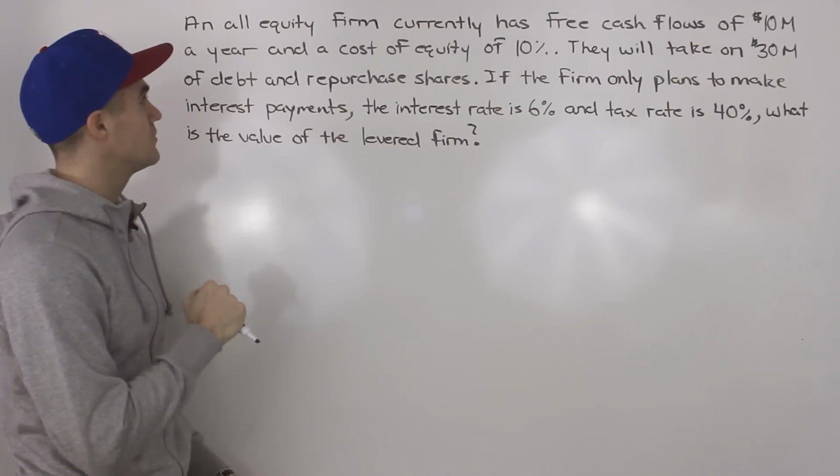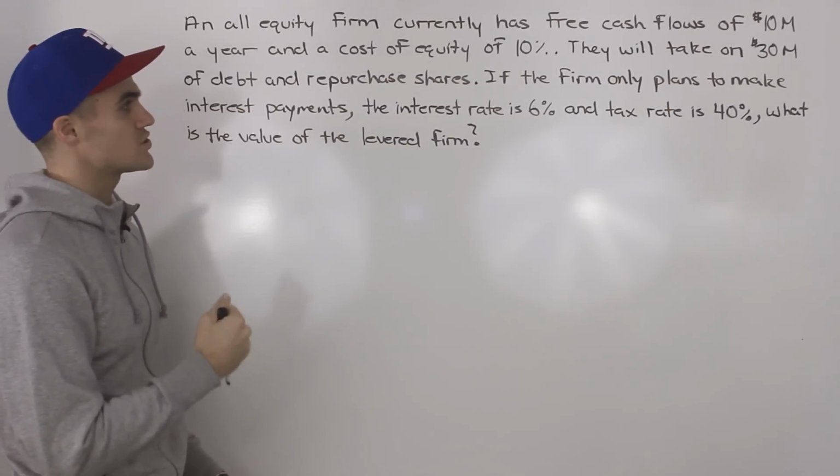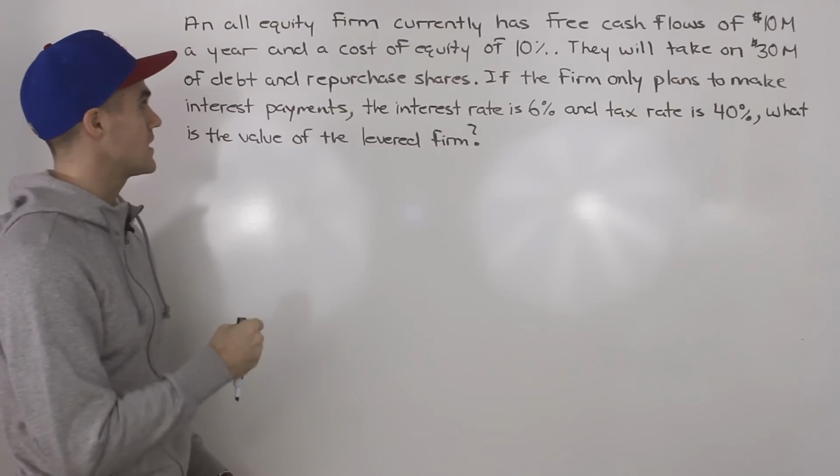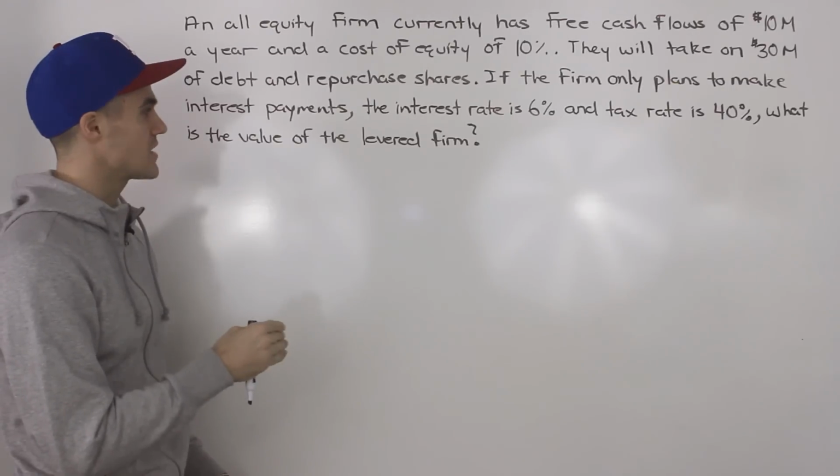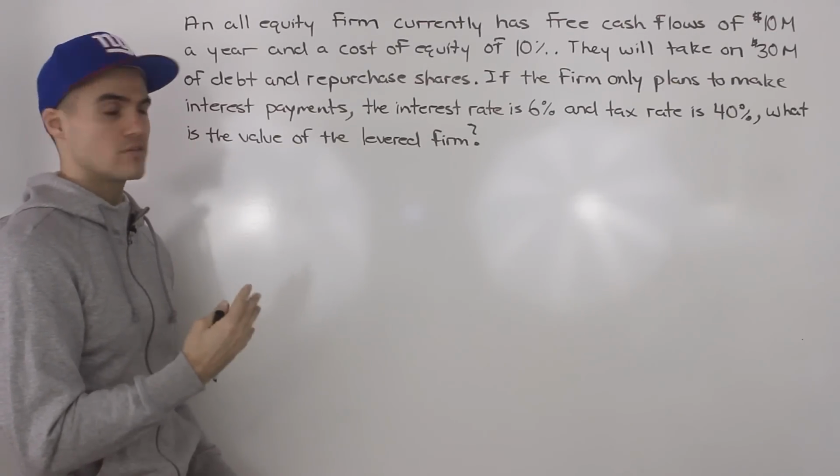They will take on $30 million worth of debt and repurchase shares. If the firm only plans to make interest payments, the interest rate is 6% and tax rate is 40%, what is the value of the levered firm?